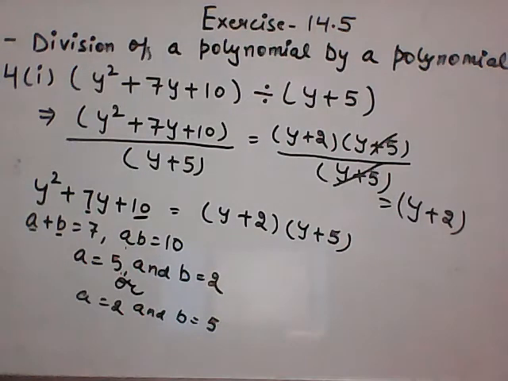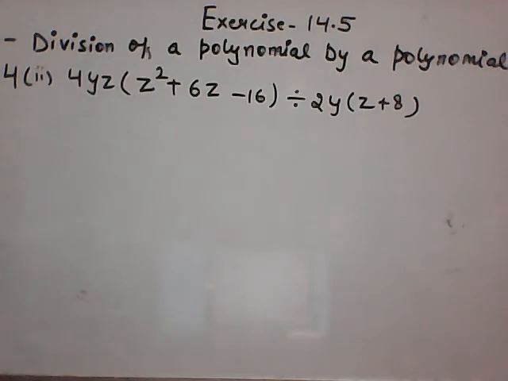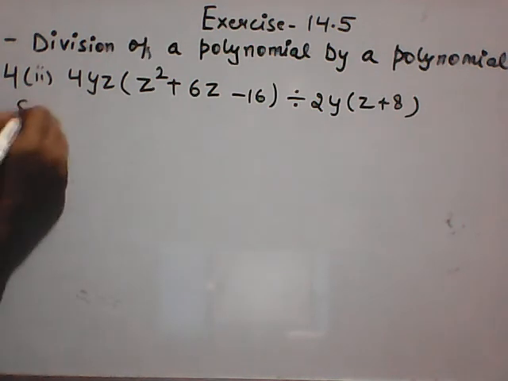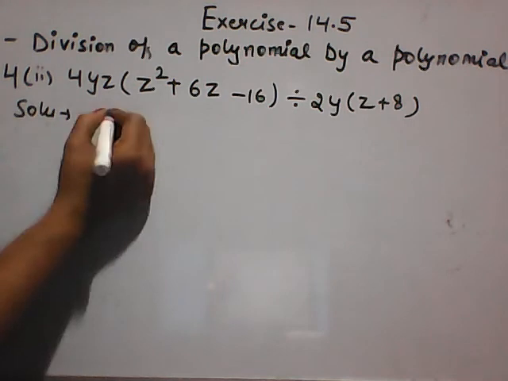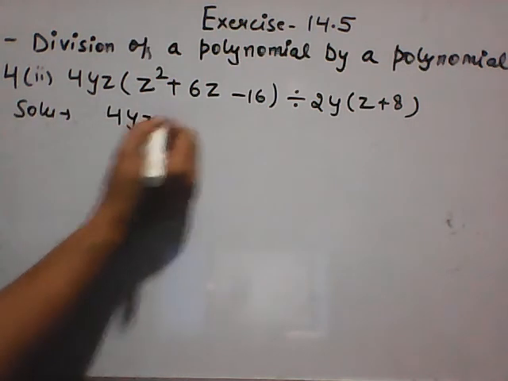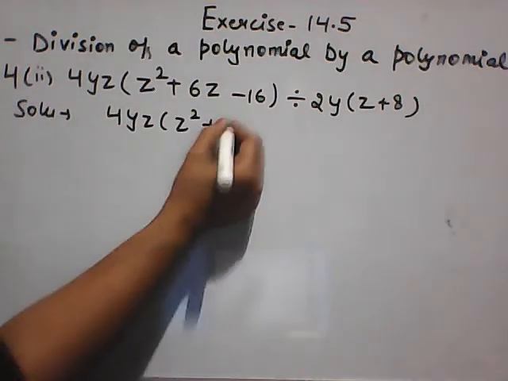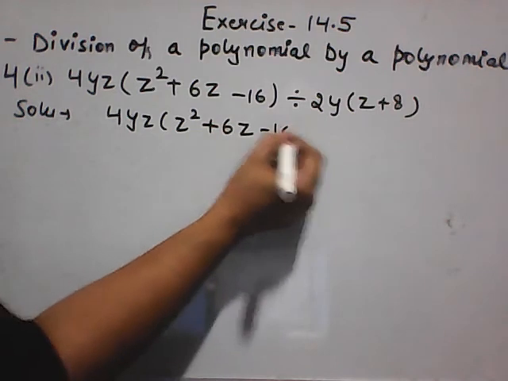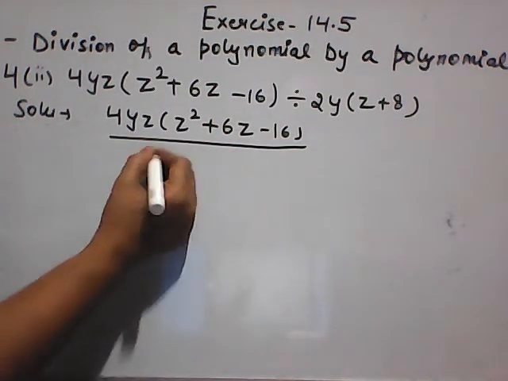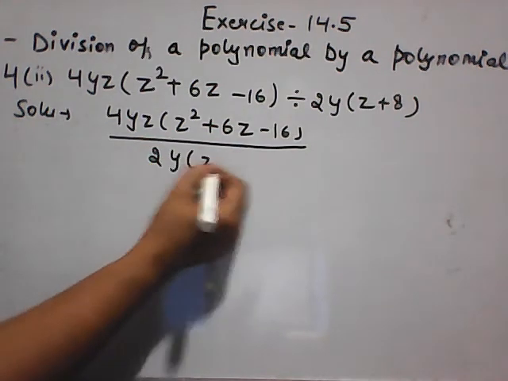Let's move to next part. In this question, an expression is given to you: 4yz into (z square plus 6z minus 16). You have to divide this expression by 2y into (z plus 8). Now it can be written as 4yz into (z square plus 6z minus 16) divided by 2y into (z plus 8).